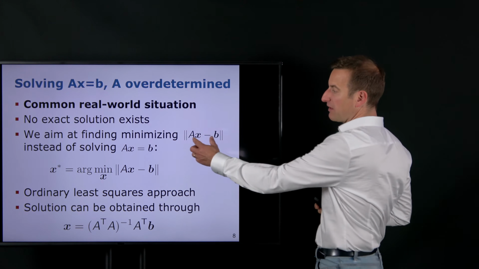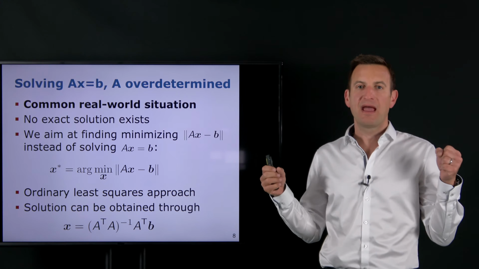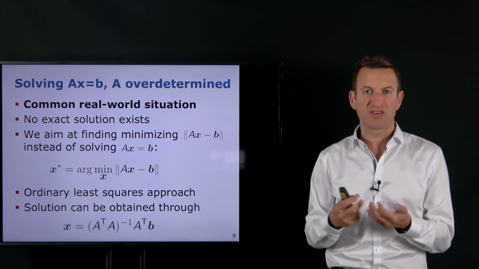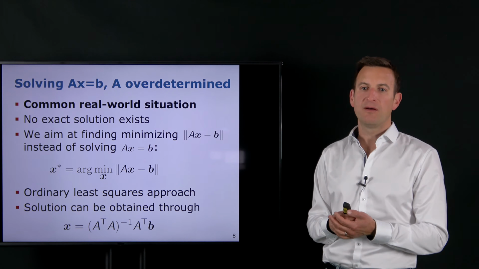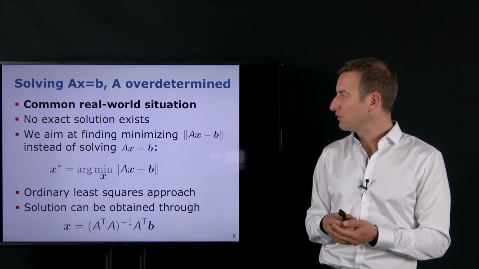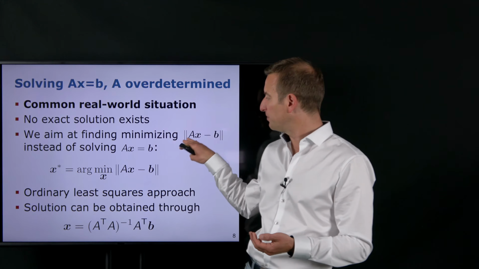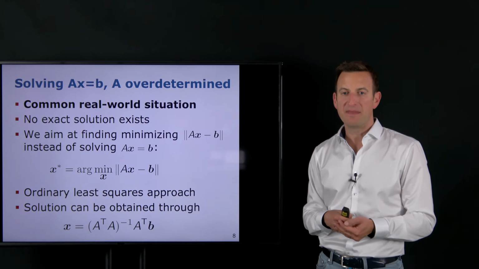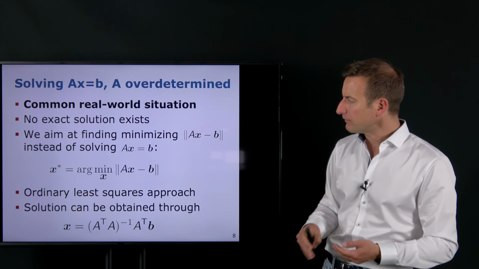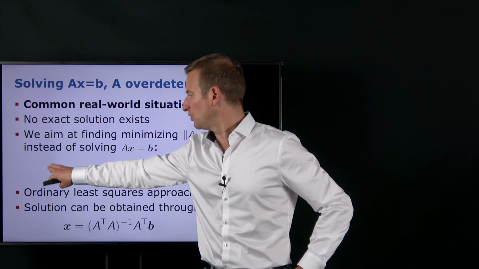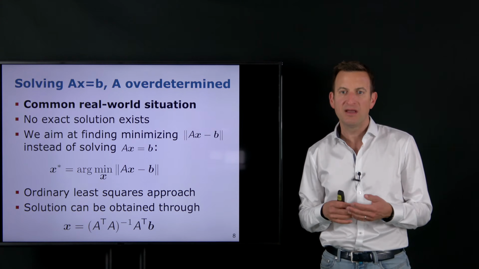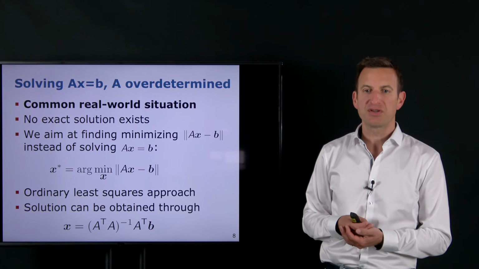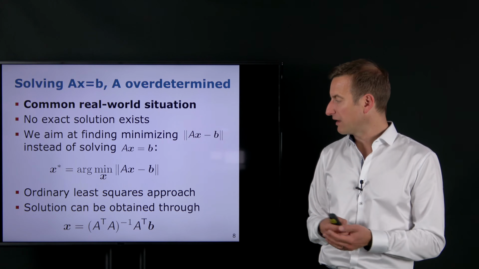So we want to bring this AX minus B as close as possible to 0, because it's kind of the best approximation that we can find for AX equals B. So instead of solving AX equals B, we are interested in minimizing AX minus B. So our solution that we typically end up with is this one over here, solving the system. And this is basically an ordinary least squares approach that we are taking over here.